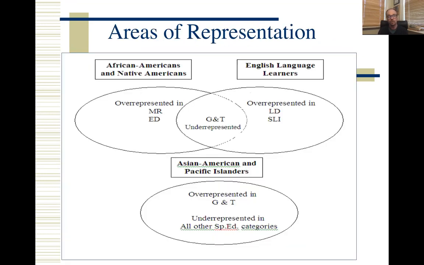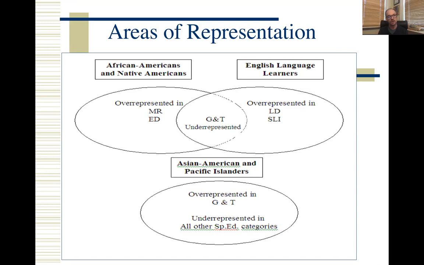And overall, what you typically see as general patterns is African Americans and Native Americans overrepresented in MR, that is intellectual disability, or emotional disturbance. And English learners tend to be overrepresented in learning disabilities and speech language impairments. What they share in common is underrepresentation in gifted and talented programs, as the foundation text discusses also. And what you see with Asian American and Pacific Islanders is an overrepresentation in gifted and talented, and an underrepresentation across all these other special educational categories.